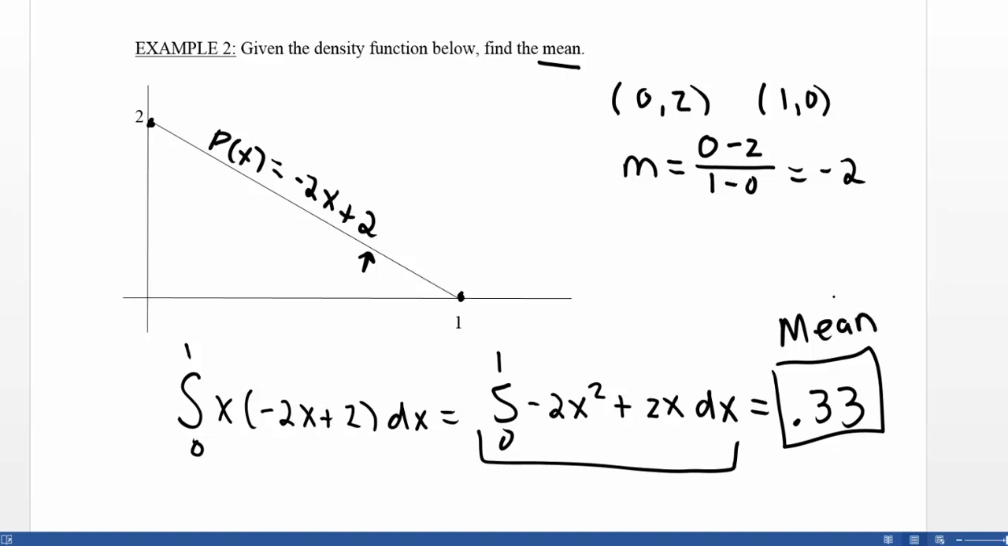Again, that falls on my bounds. My bounds are 0 to 1, so that's excellent, because if it was not on my bounds, then that would mean I calculated something wrong. And so that tells me, again, the mean of this distribution. Let's look at the next example.